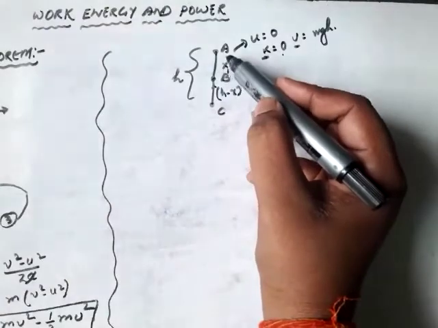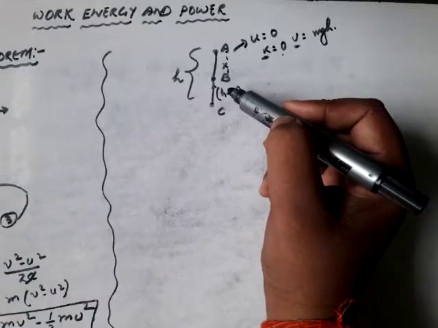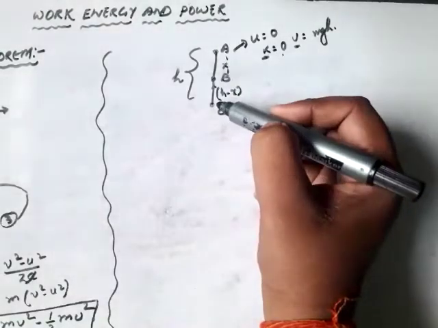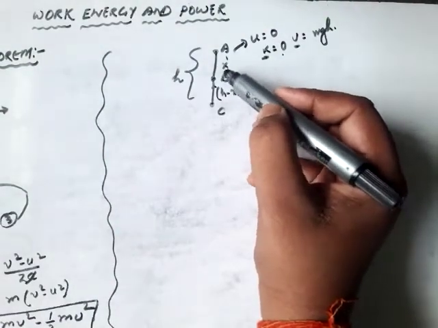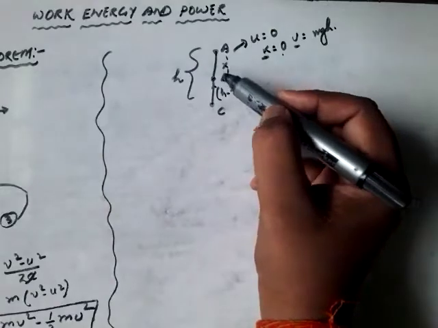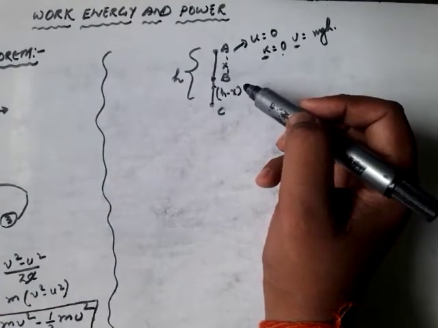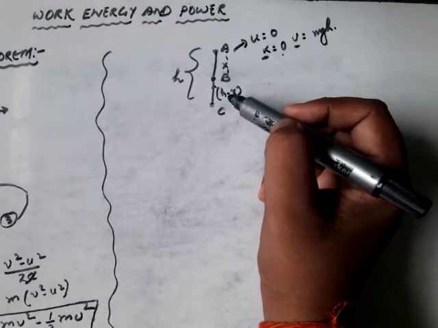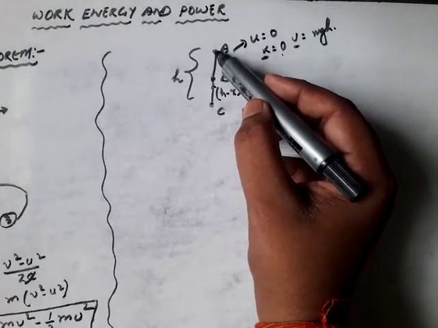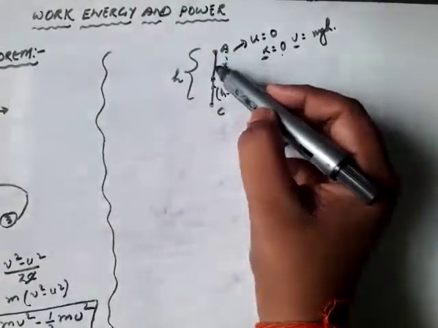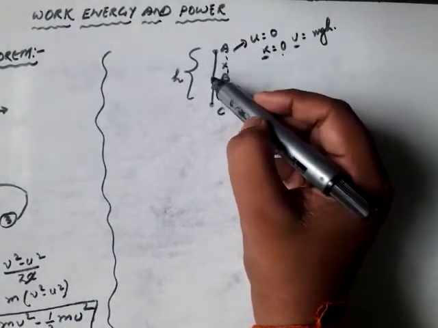At point B the height is gradually decreasing, which means its potential energy is also decreasing, while the kinetic energy is increasing. These two processes take place simultaneously: the increase of kinetic energy comes with the decrease of potential energy. So when the body has reached point B, it has acquired some velocity from reaching from point A to B.